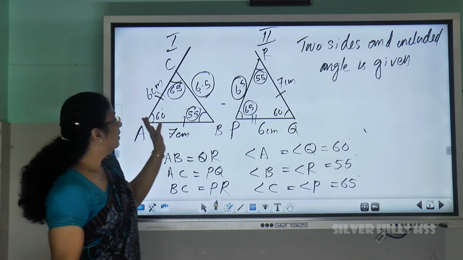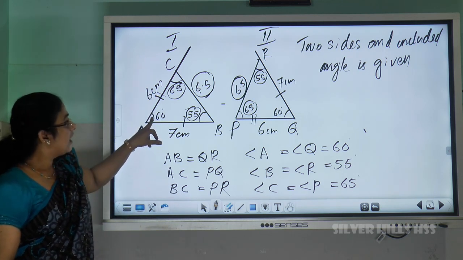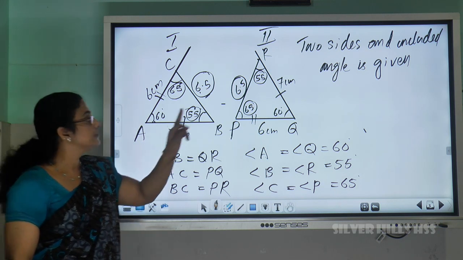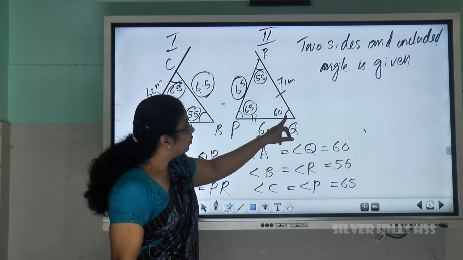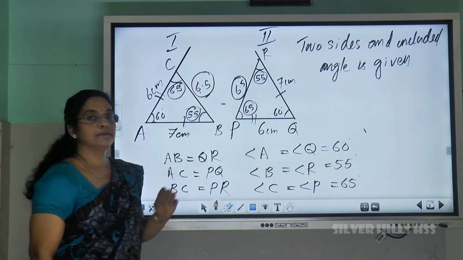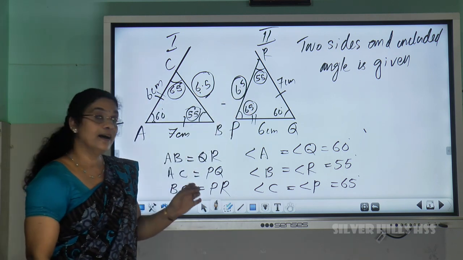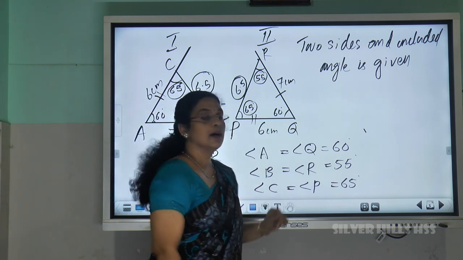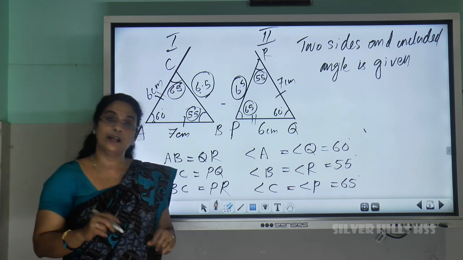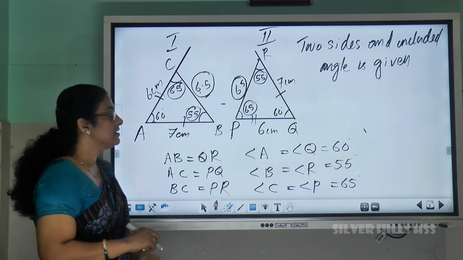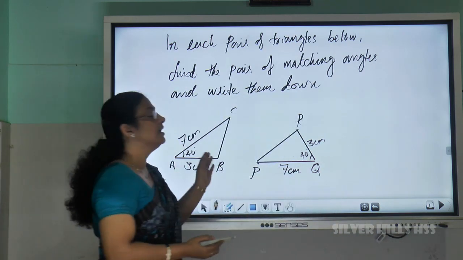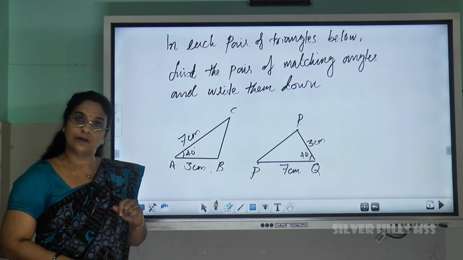Here we got that if two sides and the included angle of one triangle are equal to two sides and the included angle of another triangle, then the third sides are equal and the other two angles are also equal. This is the second property of equal triangles. And next we can do one problem based on the second property of equal triangles.